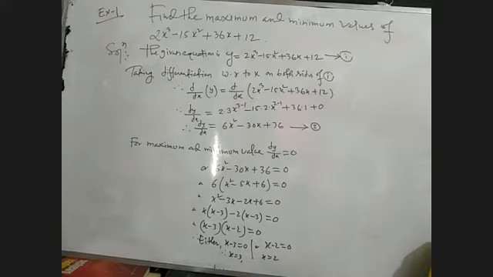We get the points at which we get the maximum and minimum values. That means this is called the point at which we get the maximum and minimum values.